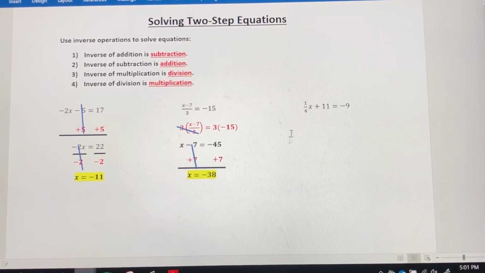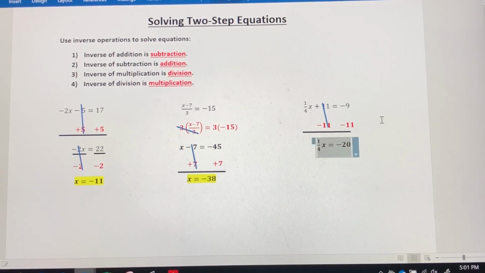All right, last one here. We've got 1/4 times x plus 11 equals negative 9. So what's happening to the x? The first thing is we're multiplying it by 1/4. Then we're adding 11, and that's equal to negative 9. So I want to use inverse operations. I'm going to subtract 11 from both sides first. On the left, these 11's cancel out because they're opposites. That leaves me with 1/4 x on the left side, and negative 9 minus 11 is negative 20.